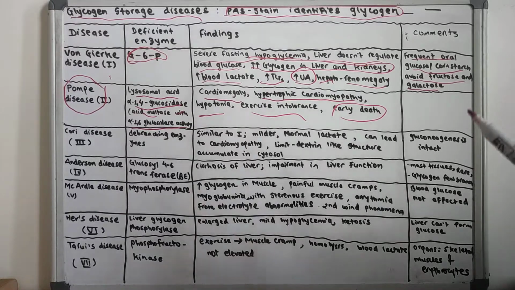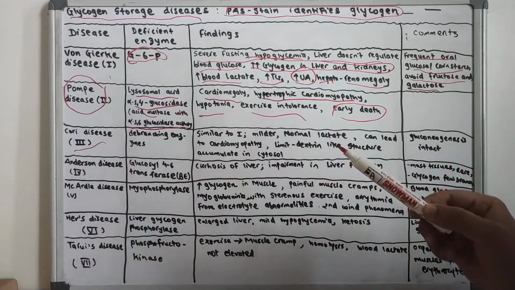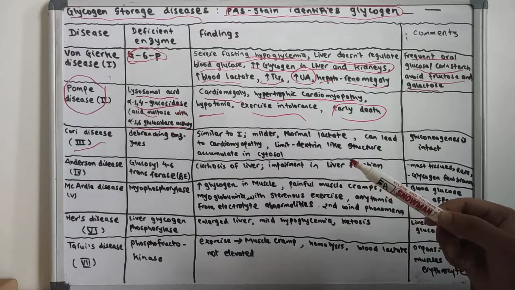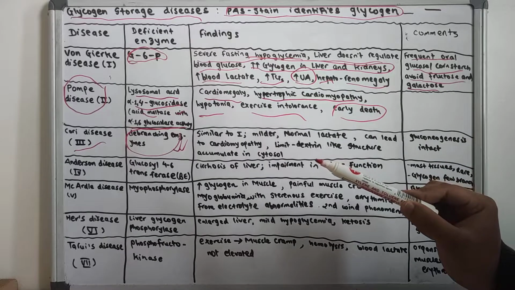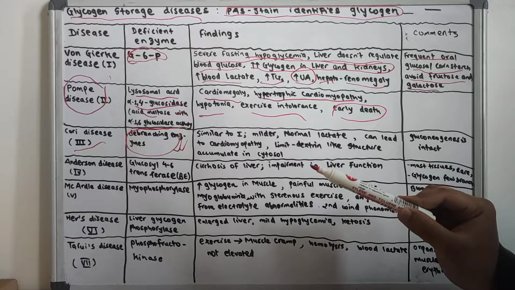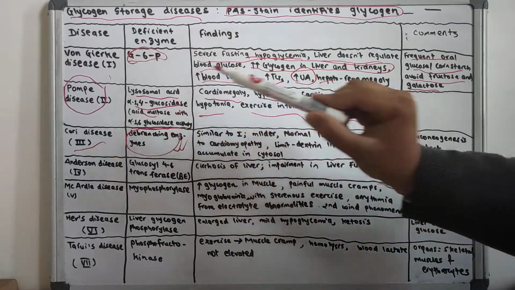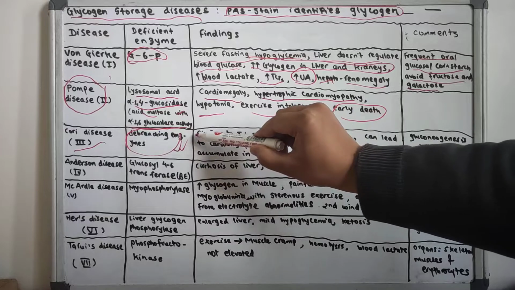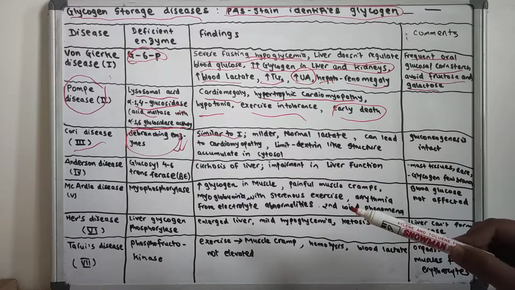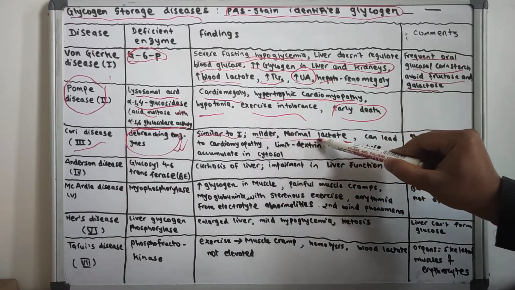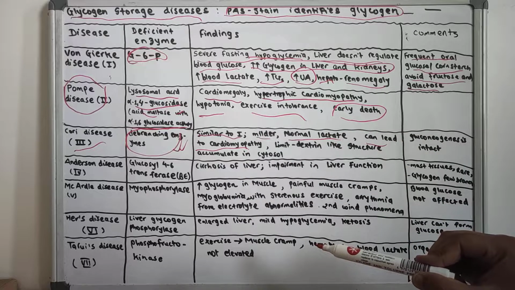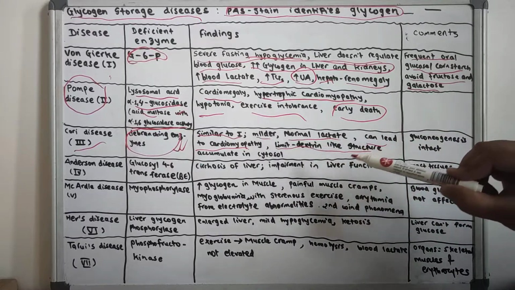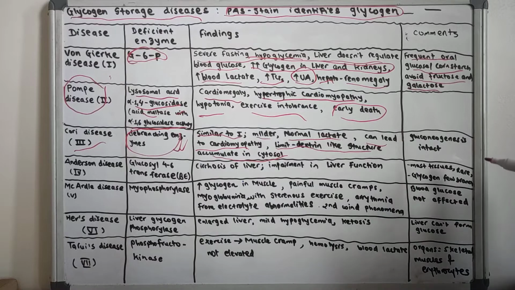Now let us talk about type 3 glycogen storage disease, that is Cori disease. In Cori disease, there will be deficiency of the debranching enzymes, alpha-1,6 glucosidase and 4-alpha-D glucanotransferase. Type 3 Cori disease is similar to type 1 glycogen storage disease, but it is milder. There will be normal lactate and it can lead to cardiomegaly. The finding is that limit dextrin-like structures accumulate in the cytosol. In Cori's disease, gluconeogenesis is intact.